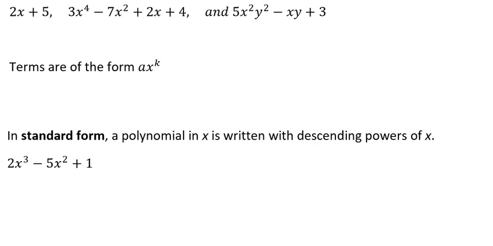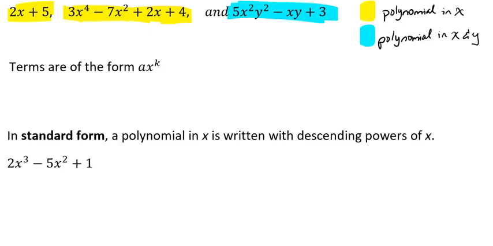In this video, we're going to be talking about polynomials and writing them in standard form. So up here at the top, we have three different polynomials. We have 2x plus 5, 3x to the fourth minus 7x squared plus 2x plus 4, and 5x squared y squared minus xy plus 3. Now, these first two polynomials here are polynomials in x. And this third one is a polynomial in x and y.